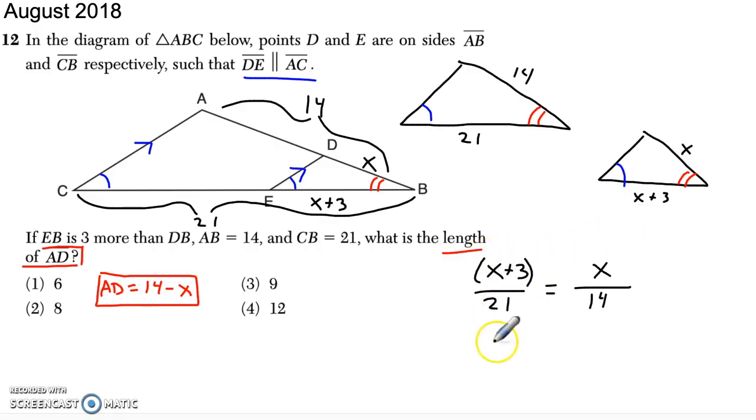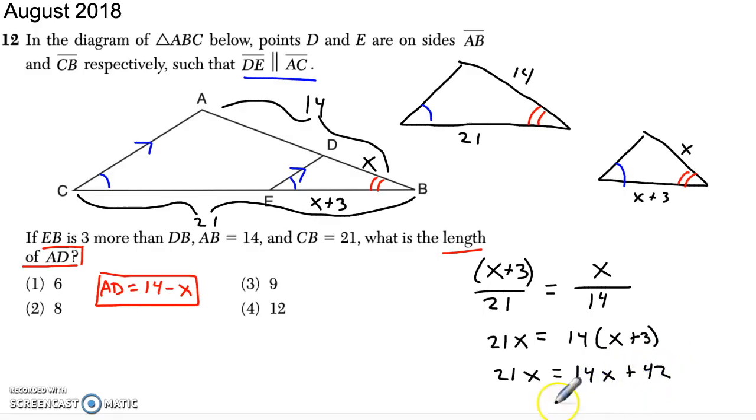Again, do yourself a favor and just throw a quick parenthesis around there and write it out. This is 14 times x plus 3. Why risk messing that up? So we've got 21x is 14x plus, that would be 42. And I'm running a little short on space here, so I'll keep going one more line. That gives me 7x equals 42. I just took 14x away from both sides. And that means that x is 6.